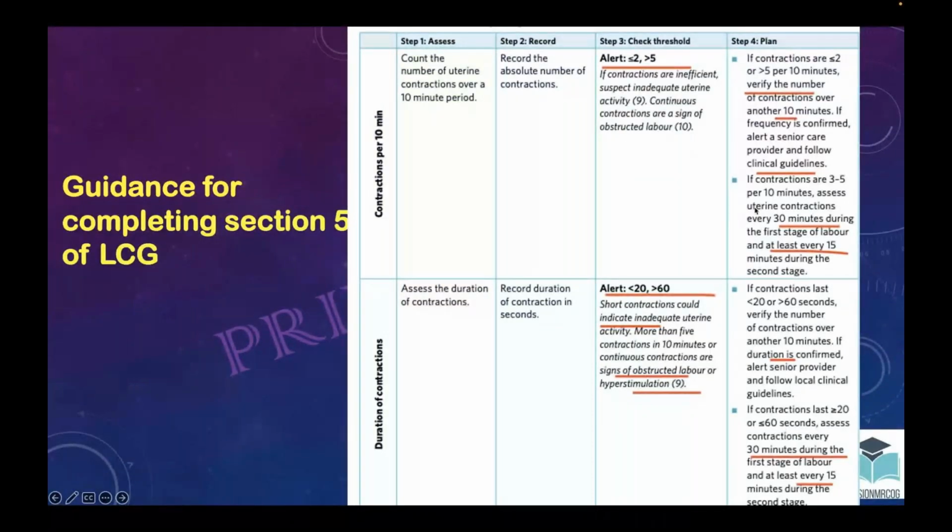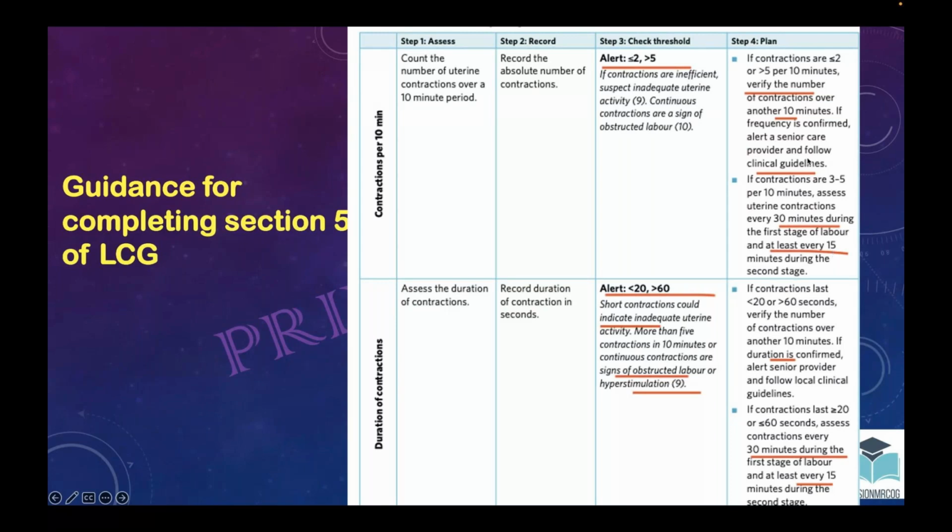In the first stage of labor, they will check contractions every 30 minutes. Sorry, I said 15 earlier. In the second stage of labor, they will check contractions every 15 minutes. Okay, so these are the plans.